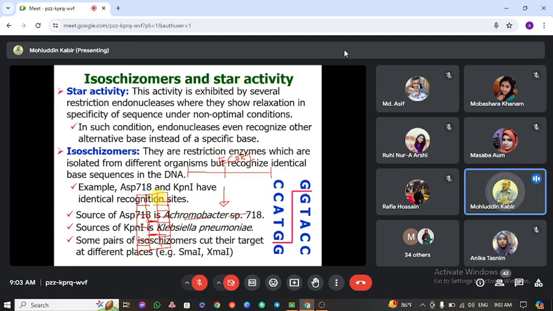So if many bands appear in this condition, that means the condition was not optimal. And this artifact is called the star activity.